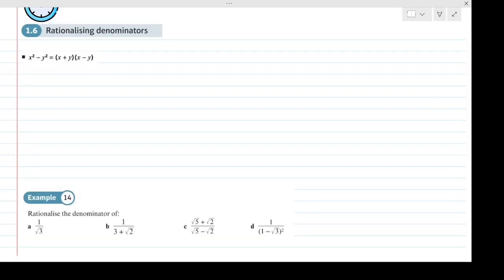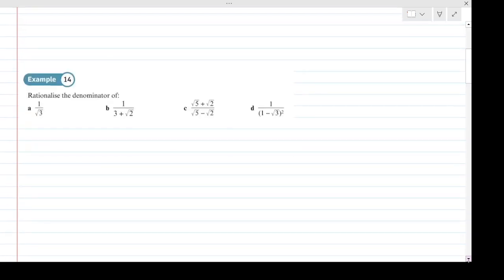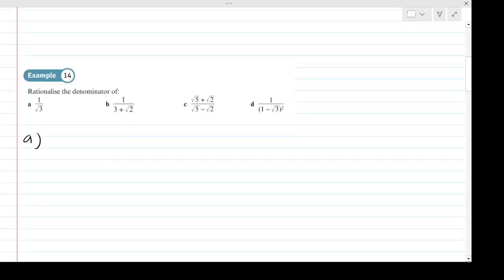Hello, so we need to be able to rationalise denominators, and the difference of two squares will help us here. So for example, we need to rationalise these. Firstly, 1 over root 3. To rationalise means to get rid of the surd. So we could just times top and bottom by root 3. And then we get root 3 over root 3, which is just 3. And there we are, no surd on the bottom.